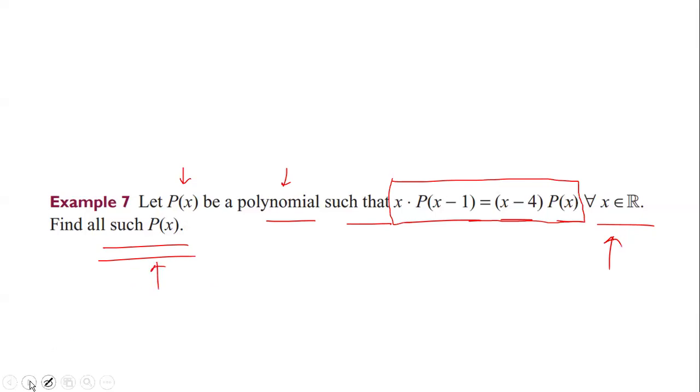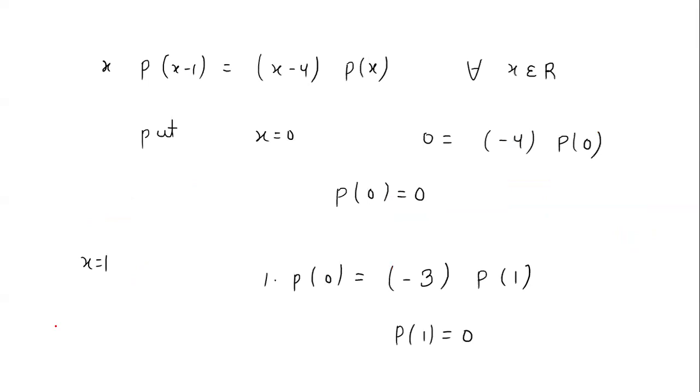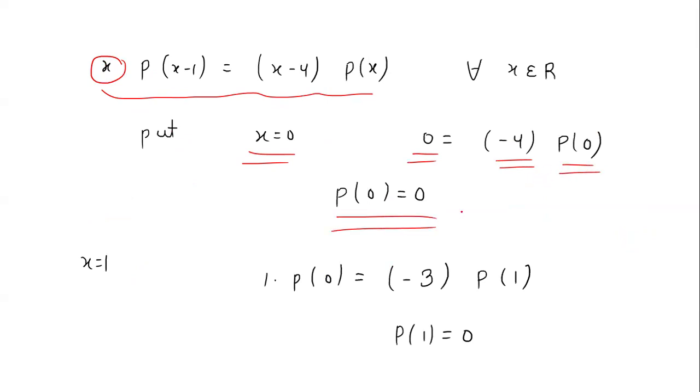So let's see how we can do this. First of all, I write that condition here. Now what you can see here, here we have x. So I can put x is equal to 0 and the left hand side will become 0 and the right hand side will become minus 4 times p of 0. So we can get the p of 0 value is equal to 0 from here.